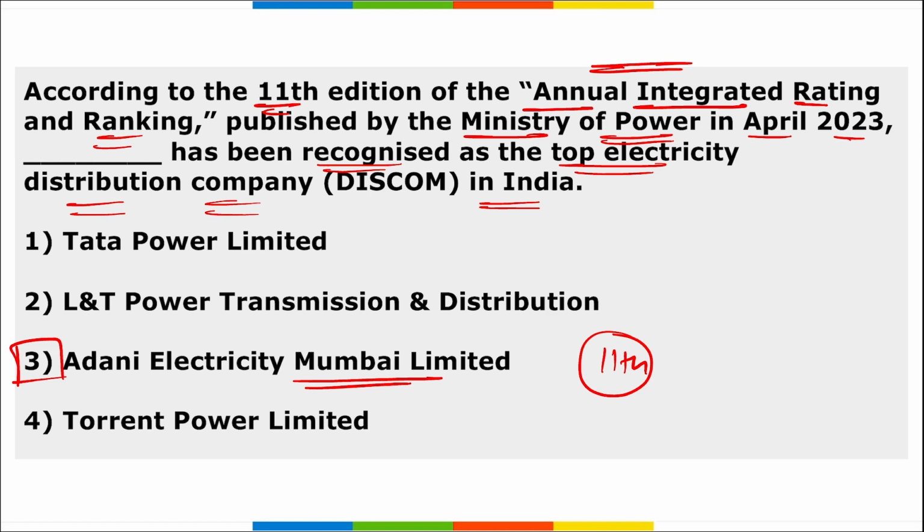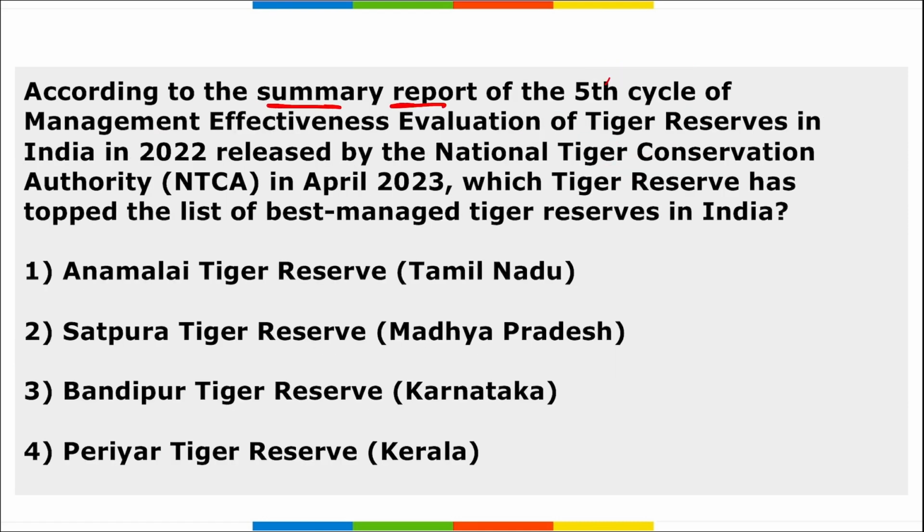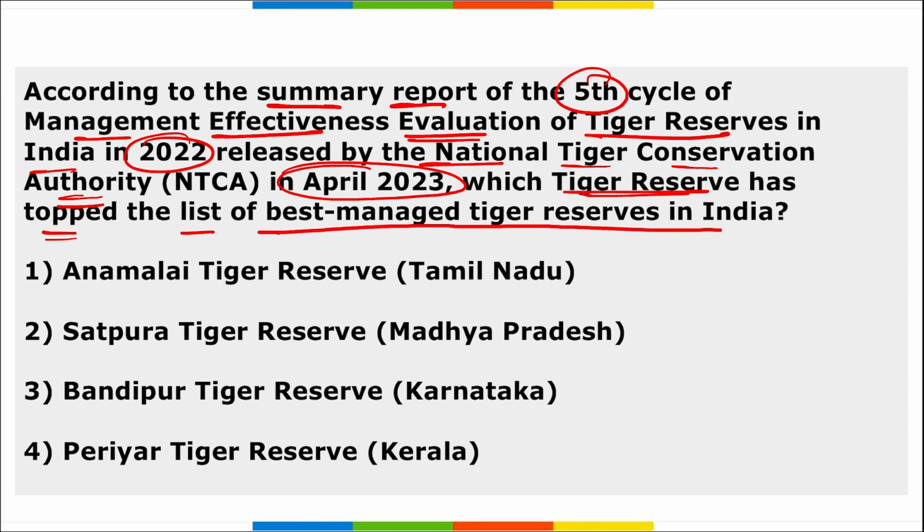Correct. Next, according to the summary report of the 5th cycle of the management effectiveness evaluation of tiger reserves in India 2022 released by the National Tiger Conservation Authority in April 2023, which tiger reserve has topped the list of the best managed tiger reserves in India? It is Periyar Tiger Reserve in Kerala that has been declared the best managed tiger reserve in India as per the data released. Correct. And Periyar Tiger Reserve is located in Kerala.